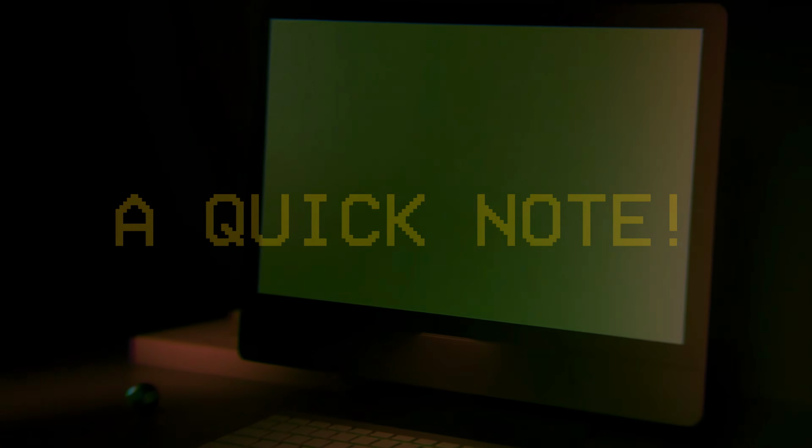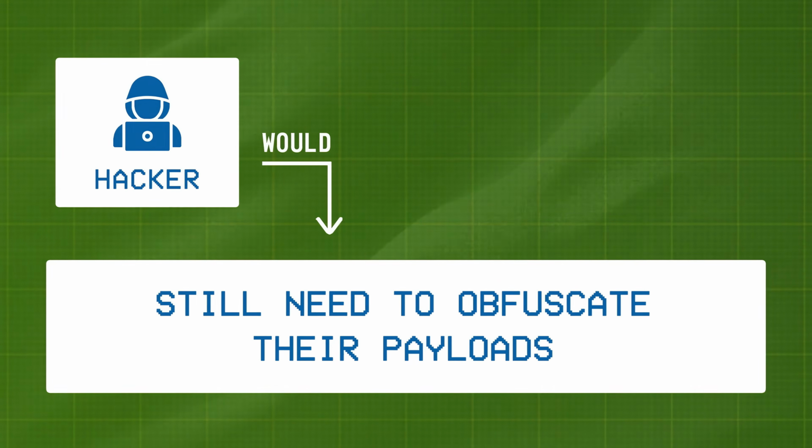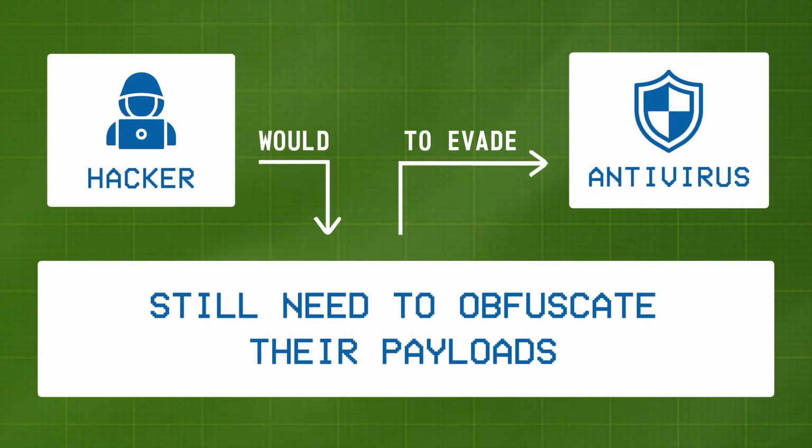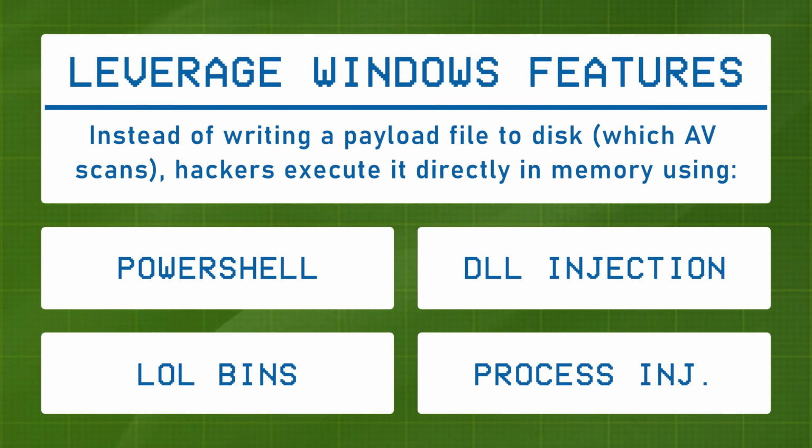A quick note. Even if a system is running a vulnerable service or protocol, a hacker would still need to obfuscate their payloads to evade antivirus detection, and this can be done by either encrypting the payload, or leveraging the Windows built-in features to execute it.